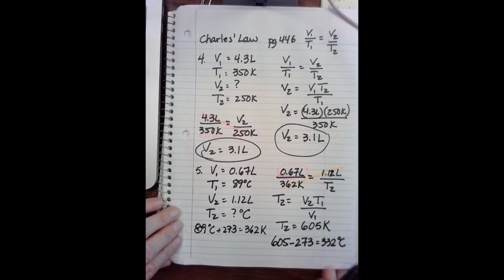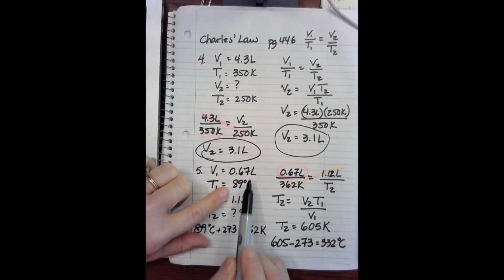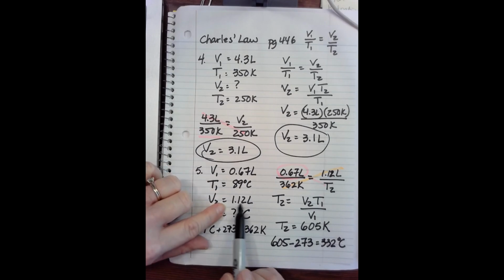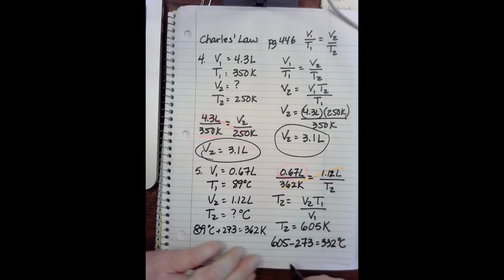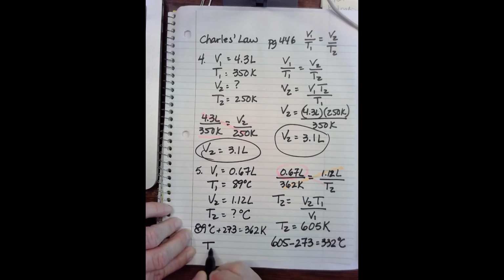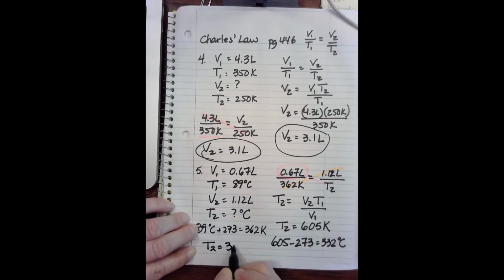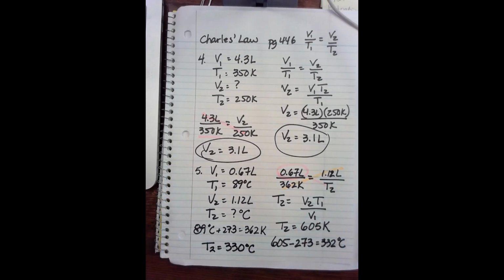Now I'm going to evaluate. Can I report this answer? Well, I have 2 sig figs, 2 sig figs, 3 sig figs. I can only have 2 sig figs. So I am going to report the T2 as 330 degrees Celsius for 2 sig figs.